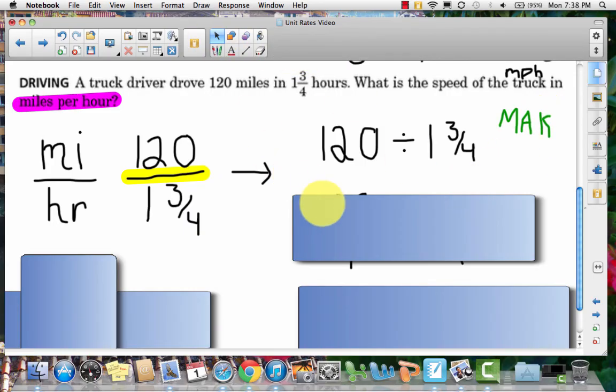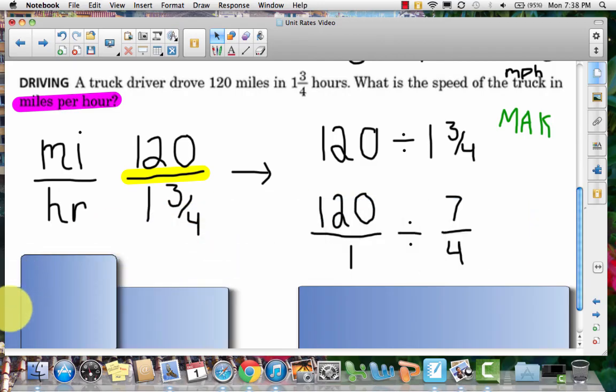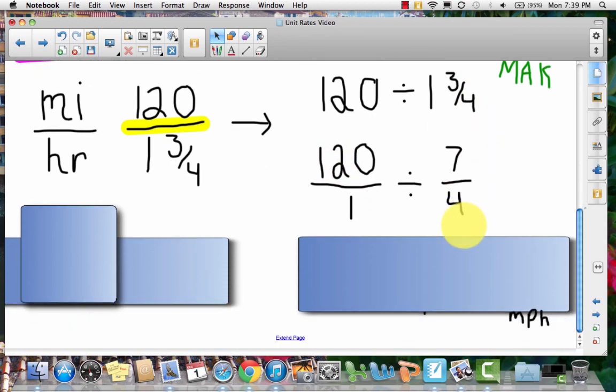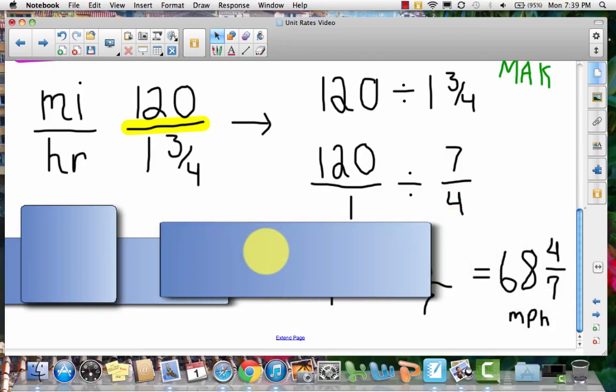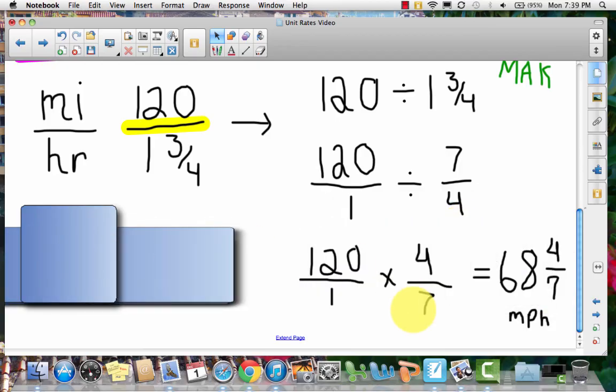So another way of writing this problem is by making the whole number a fraction by putting it over 1, and making 1 3/4 improper by making it 7/4. I then do keep, switch, flip, and I solve, and I get my final answer, 68 4/7. And again, I include the entire label, miles per hour.